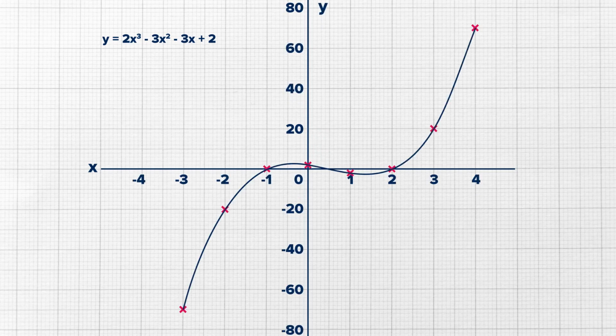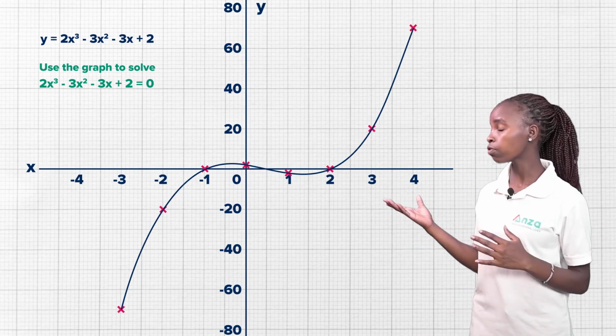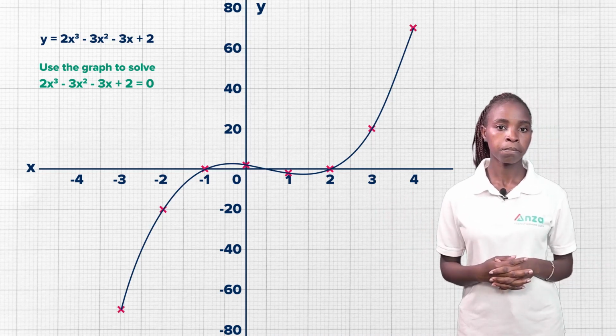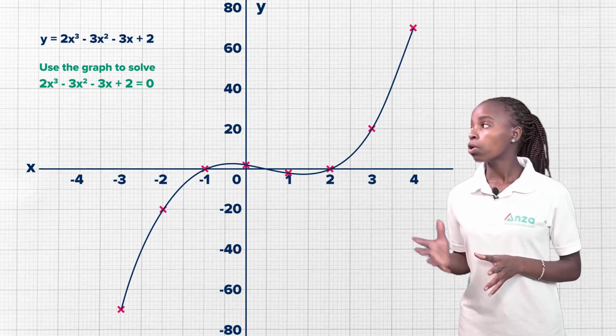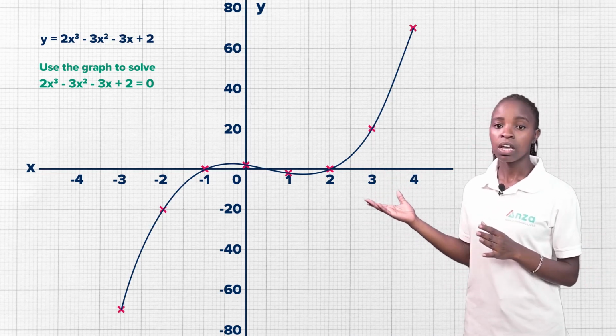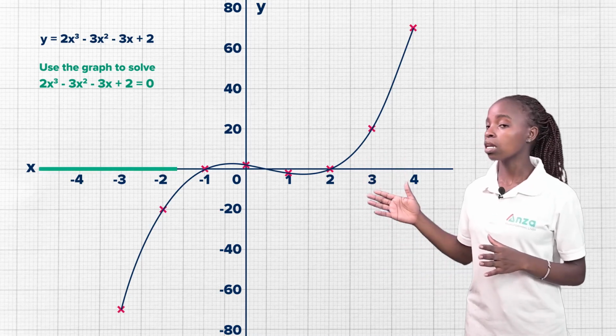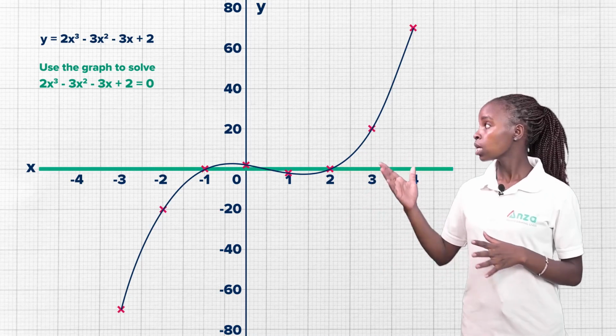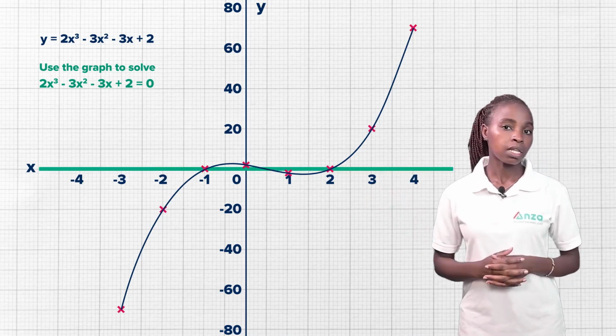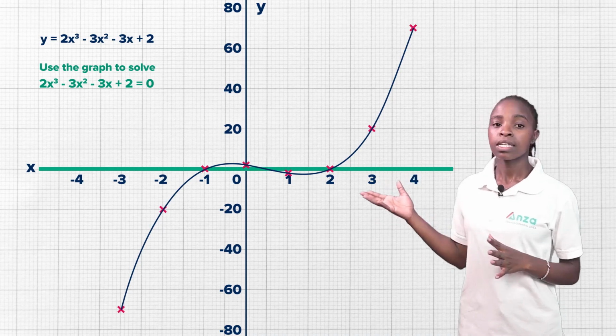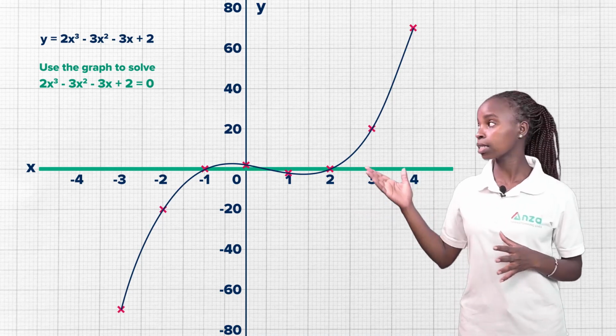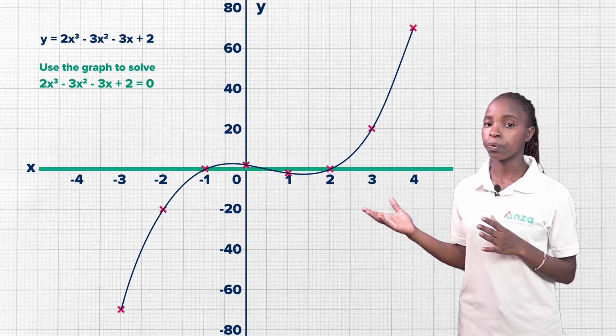After having your graph, you can be told to use it to solve the equation 2x cubed minus 3x squared minus 3x plus 2 is equal to 0. How do we use a graph to solve such an equation? The solution is given by reading off the values of x where the curve cuts the line y is equal to 0. This line y is equal to 0 means that the curve cuts the graph at some points in the x-axis with y being 0.